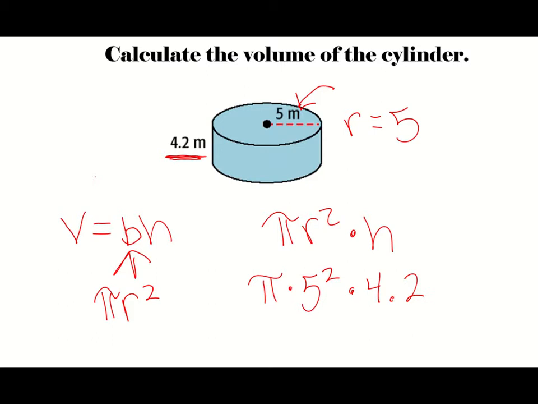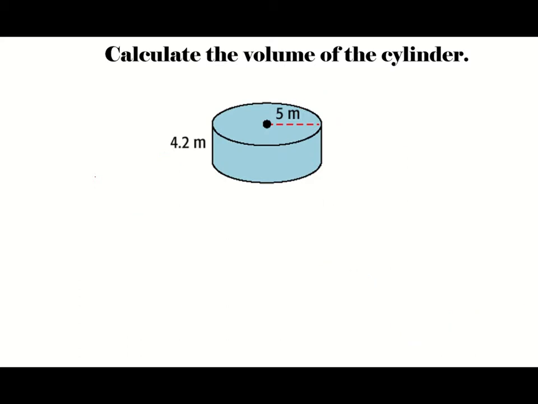So then if I go to my calculator, I'm going to be taking 3.14 times 5 squared. 5 squared is 5 times 5, which is 25. And then times 4.2. So my answer that I'm going to get for the volume is 329.7. And we talked about how when you calculate volume, the answer is going to be in cubic meters. So how many cubic meters would fit inside of that? So I'm going to label it with the 3 for the exponent.